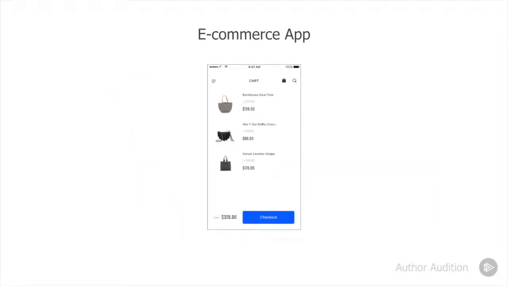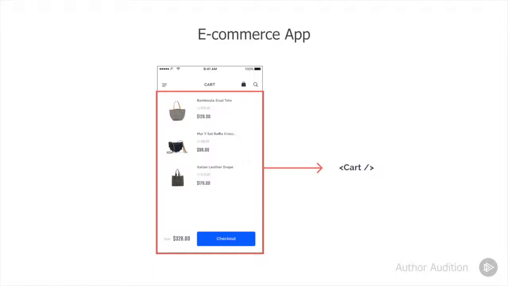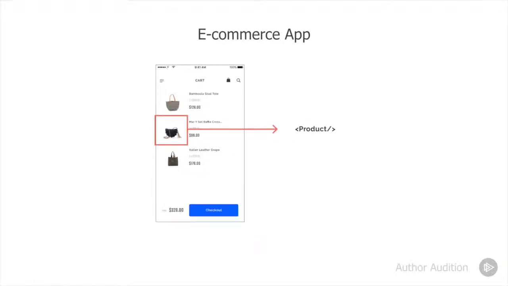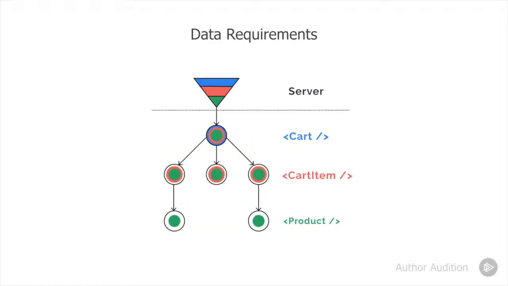So let's see how we can structure a normal commerce app. This is the cart view of our commerce app. We have a cart component over here. The cart component is composed of cart items, so we can have many cart items, the shopping cart of the user, and each cart item also has a product that, for example, just renders the image of the product. So as you can see, we have three components.